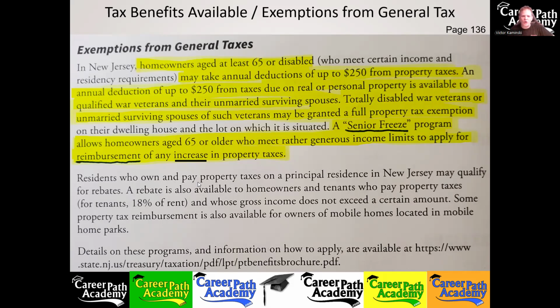So it says residents who own and pay property taxes on a principal residence in New Jersey could qualify for rebates, but it's also available to tenants who pay property taxes up to 18% of the rent and whose gross income does not exceed certain amounts. I guess they have those tolerances. Property tax reimbursements are also available for owners of mobile homes located in mobile home parks.